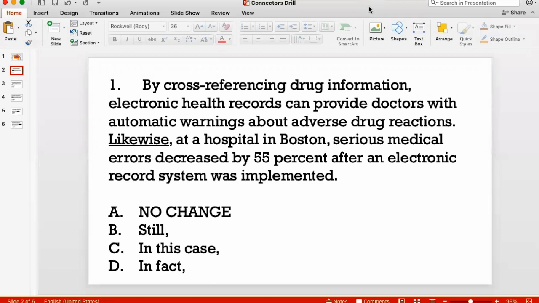trying to establish. So the first line here is saying that electronic health record systems are hugely beneficial because they can cross-reference drug information from a variety of sources. And so they can give doctors automatic warnings about any drug reaction that might be harmful for the patient, right? So for example, let's say the patient is allergic to a medicine, then an electronic health record would have that information and it would let the doctor know not to prescribe that medication for the patient. So that's the premise. That's what the first sentence is telling me.